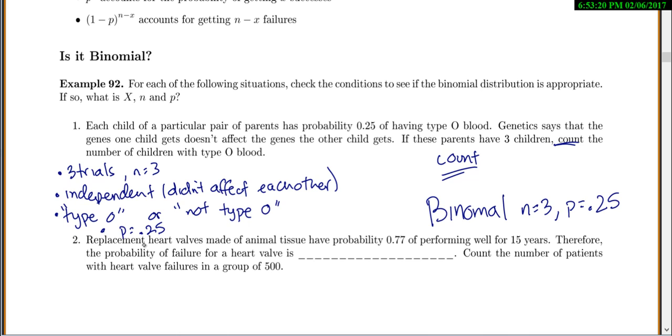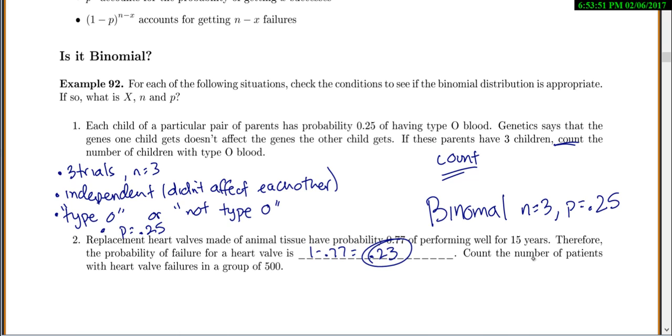Now number 2, we have replacement heart valves made of animal tissue that have a probability of 0.77 of performing well for 15 years. Therefore, the probability of failure for a heart valve would be what? We know the probability of it doing well is 0.77, so the probability that it fails would be 1 minus 0.77, or 0.23. Okay. So that's just a little preliminary step.